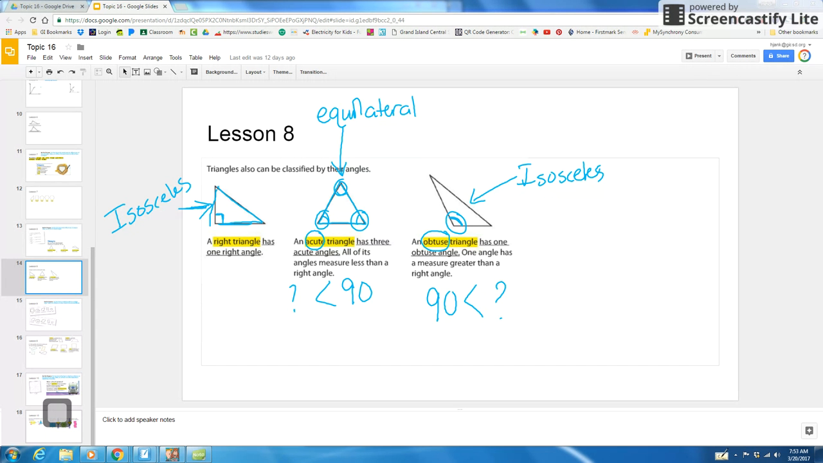So you can give a triangle more than one name as well, is what I was trying to get out of this. Even though this is our obtuse triangle, it's also a scalene, and I got that wrong earlier, because none of the sides are equal.